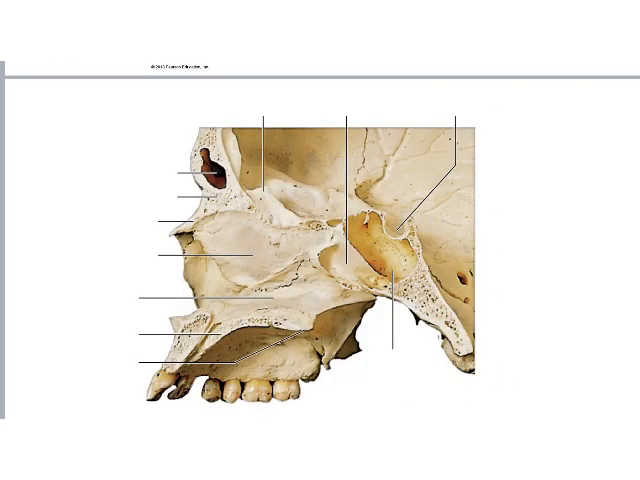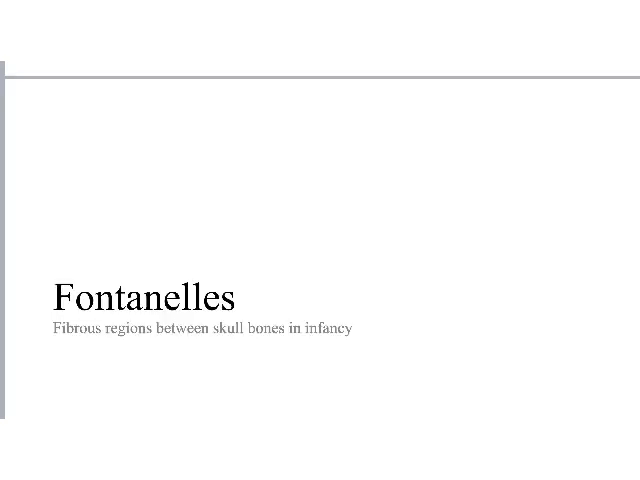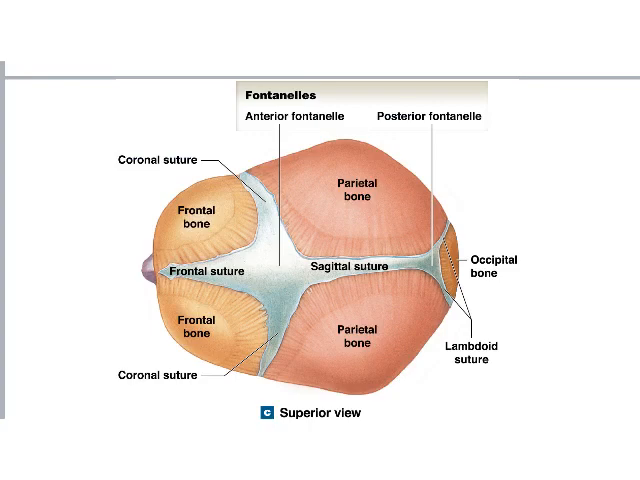Here's the orbit. They're showing some of the sinuses as well as the nasal septum. Fontanelles I wanted to mention just briefly. Fontanelles are what in common language we would call soft spots on a baby. So when you exit the birth canal, your head has to fit through the birth canal. And that's a pretty small space.